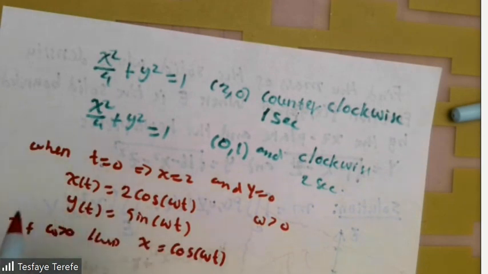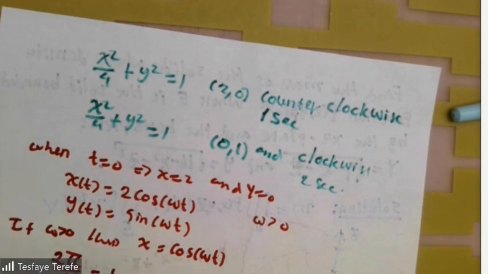So one revolution takes 1 second. So the period for one revolution is 2 pi divided by omega, the angular speed, and it equals 1. Then from here, I have to solve for omega. So what do I have? Omega is equal to 2 pi.